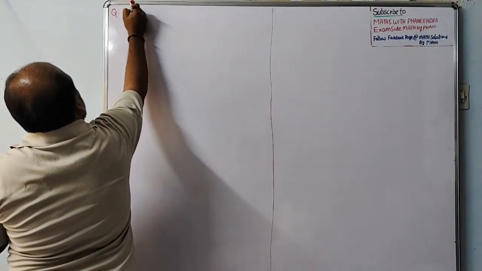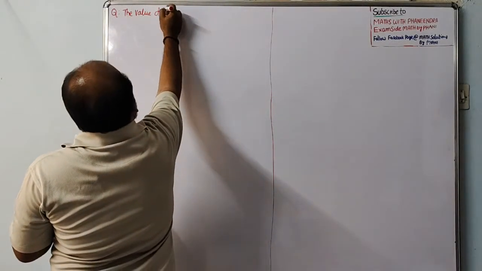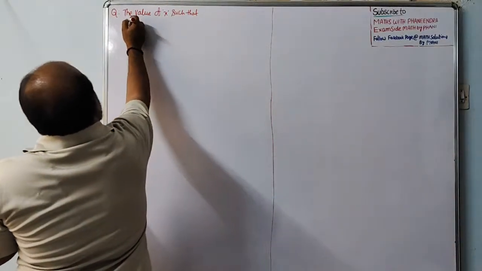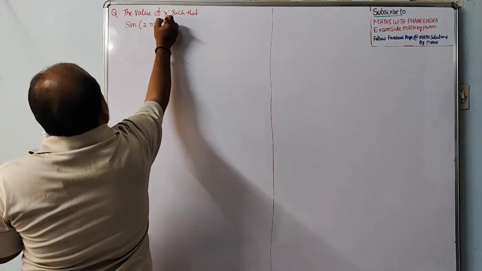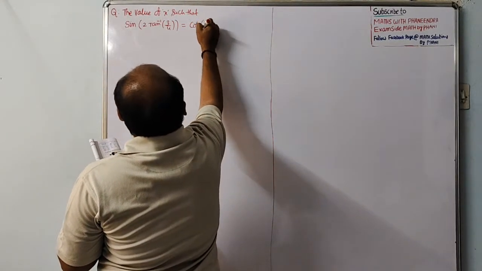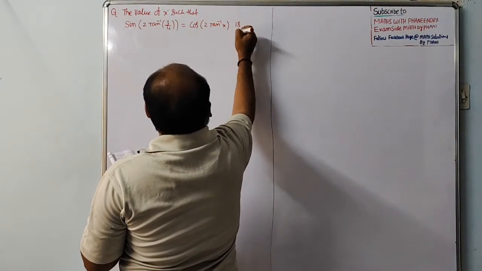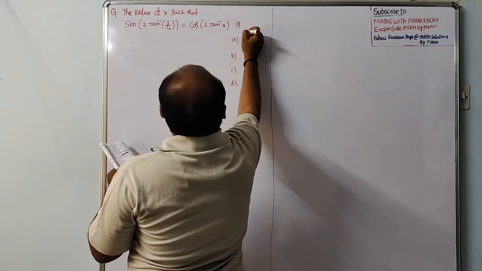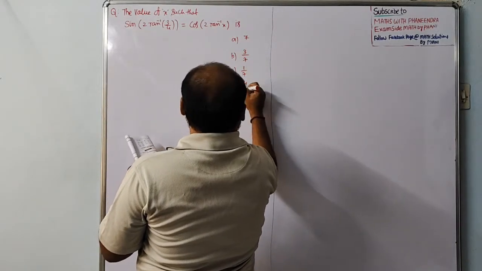The value of x such that sine of 2 tan inverse 3 by 4 is equal to cos of 2 tan inverse x is, so the values of x: 7, 3 by 7, 1 by 7 and 4 by 7.